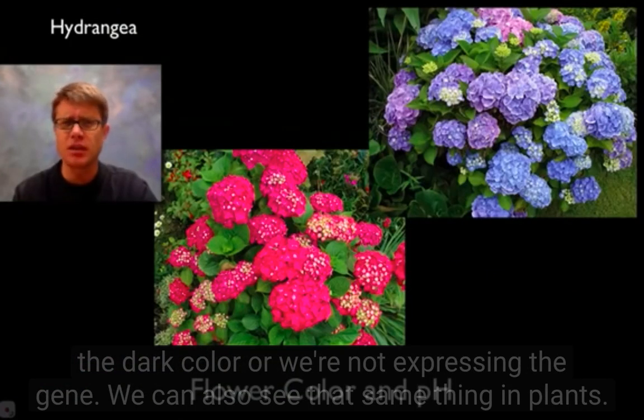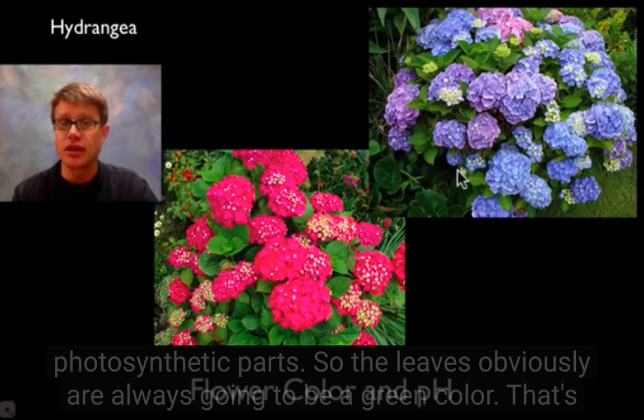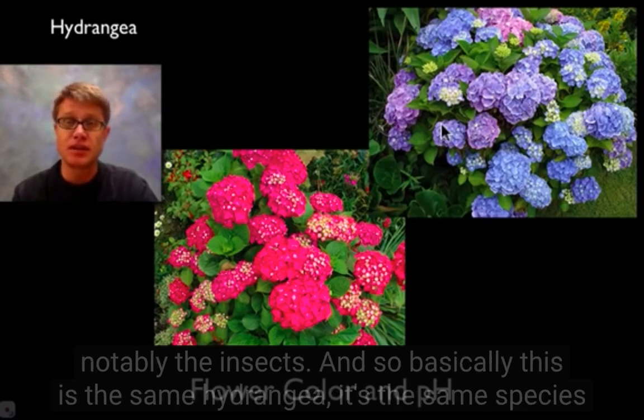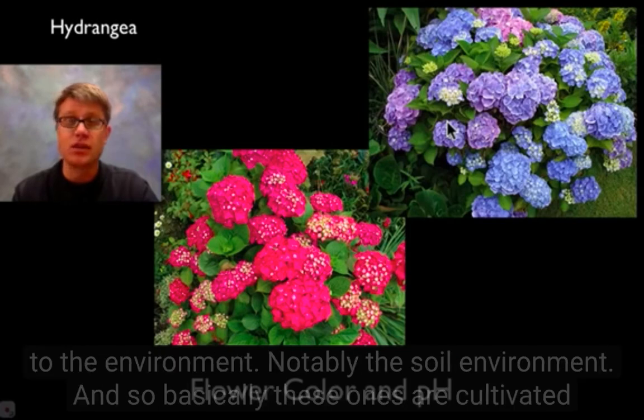We could also see that same thing in plants. If you think about plants, you might say, well, they're always green. That's the photosynthetic part, so the leaves are always going to be a green color, based on the amount of chlorophyll. But the function of a flower is to attract an animal, notably the insects. This is the same hydrangea, the same species of plant, but it's able to get different colors of flowers. It's doing that in response to the environment, notably the soil environment.